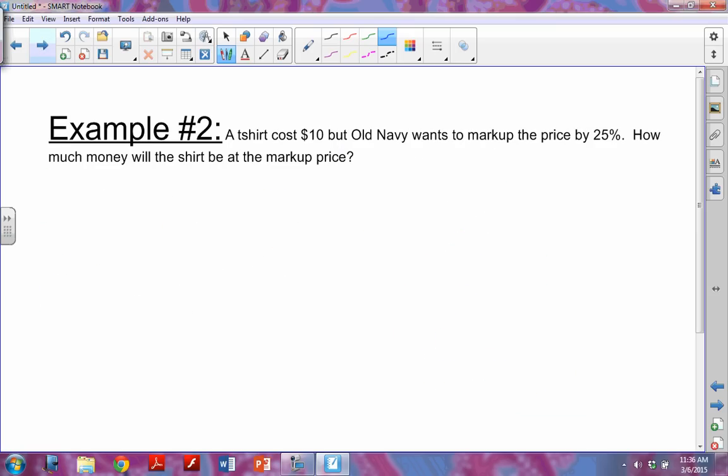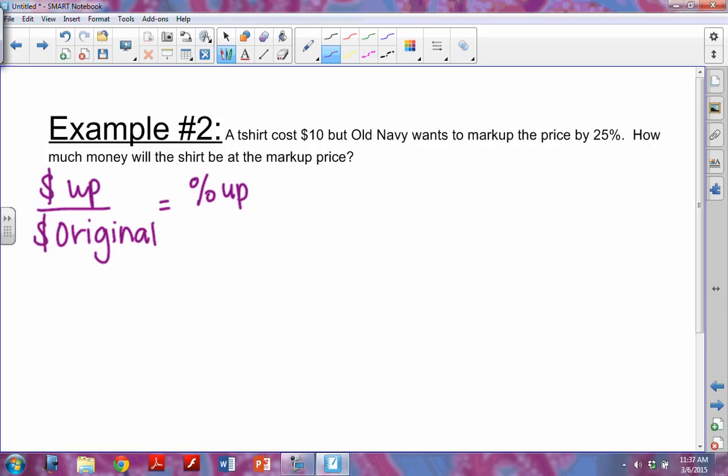Example number 2. A t-shirt costs $10, but Old Navy wants to mark up the price by 25%. How much money will the shirt be at the markup price? First things first. It's going to be the money that they mark it up by over the original, is equal to the percent that they mark it up by over the 100%. So let's read and circle. The t-shirt costs $10, but Old Navy wants to mark up the price by 25%. How much money will the shirt be at the markup price?